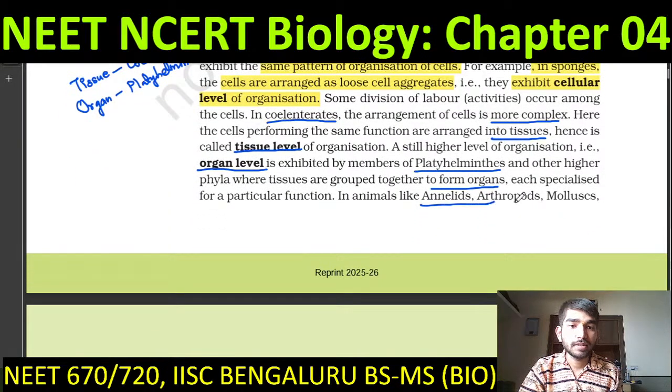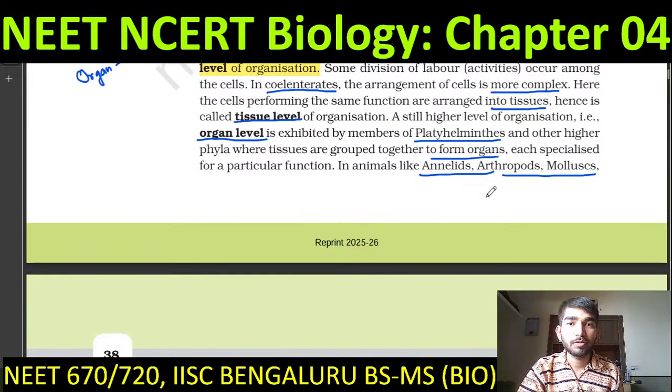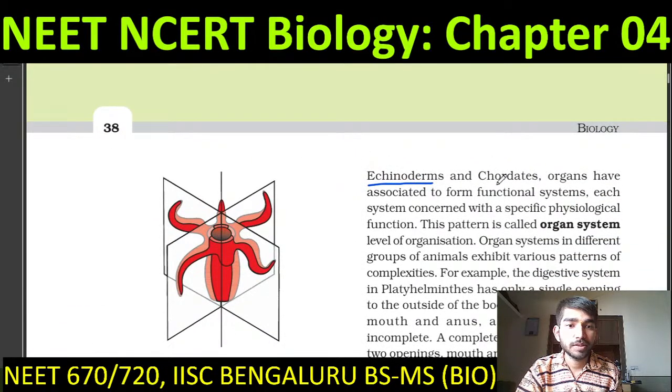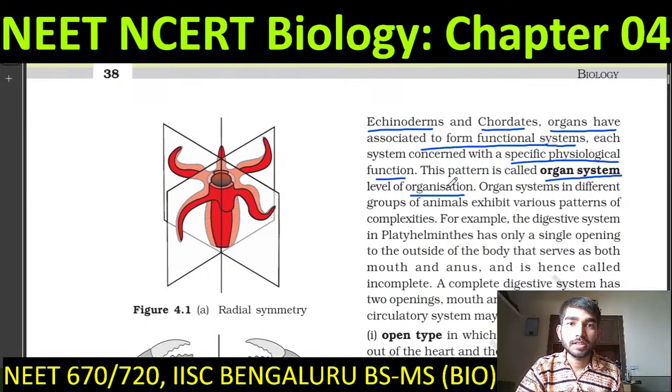In animals like annelids, arthropods, mollusks, so going from platyhelminths to annelids and arthropods, more developed organisms will have an organ system kind of arrangement. In echinoderms and chordates, organs have associated to form functional systems. Each system is concerned with a specific physiological function, and this is called organ system level of organization. So here you can take the example of the reproductive system, respiratory system, digestive system, circulatory system. All these systems are formed by multiple organs. That we'll be studying later on when we focus on animal physiology. Each of these systems we will study separately there.